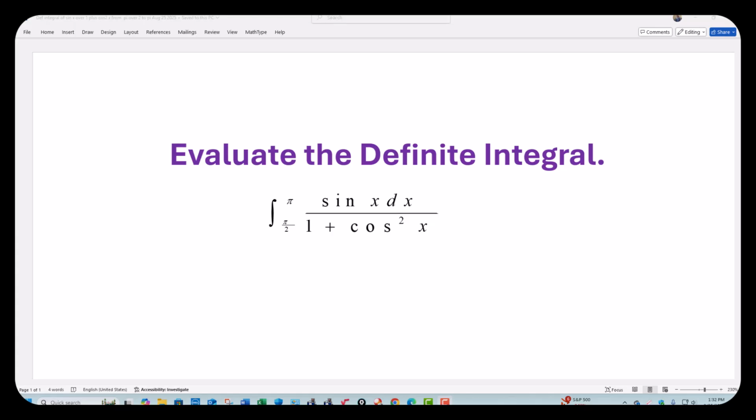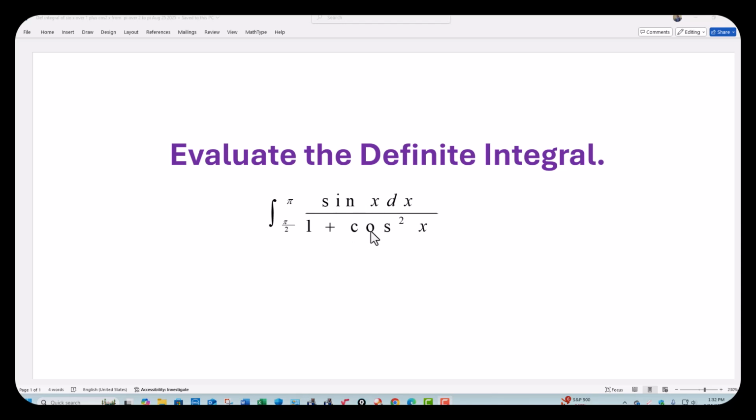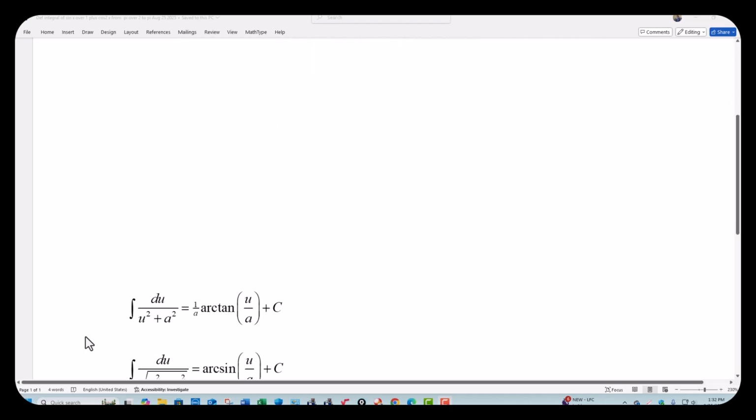In this video, we have the definite integral of sine of x over 1 plus cosine squared of x. The limits go from pi over 2 to pi. There's a way to simplify the integrand. You can go ahead and do it. I know the derivative of cosine is minus sine. I have the sine function in the numerator. So it looks like I can write this integral in this format.